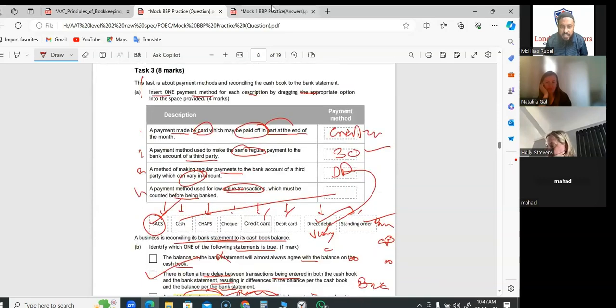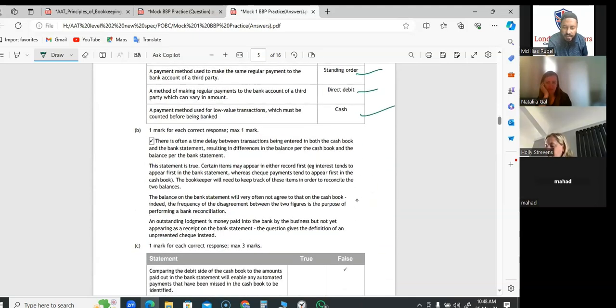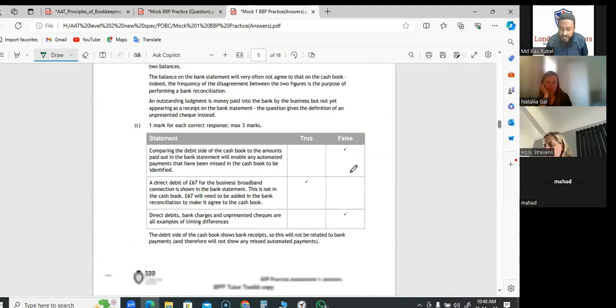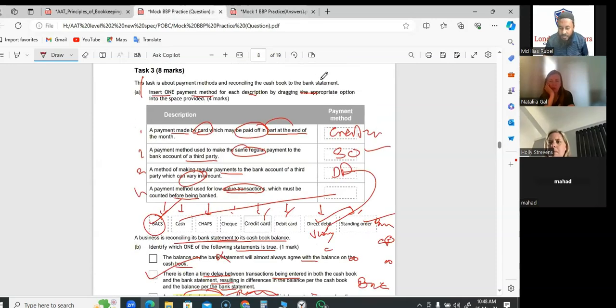Well done. Can we check the answer? I think this was the easiest to answer. The timing difference was the best answer for bank reconciliation. And when it comes to the true or false, that is false, because this is not automated. Anything in the bank statement doesn't come automatically to your cash book. You need to see the bank statement, write it down, and update your cash book. And this was partly true, like this is true, but not this. So that's why it is a false answer. Brilliant.